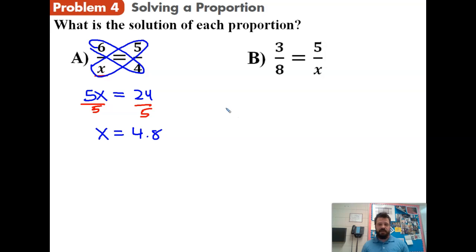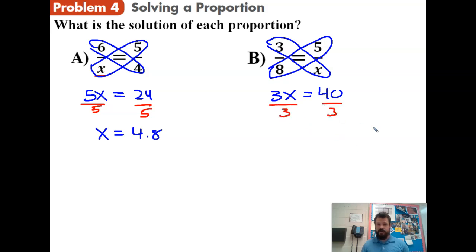All right, b is the same idea. Why don't you take a minute, pause the video, and figure out what b is equal to. All right, so running through b, taking our cross product, 3 times x, we can say is 3x, is equal to 5 times 8, which would be 40. So cross multiply, then divide. Divide both sides by 3. And we end up with x is equal to 13.3 repeating.